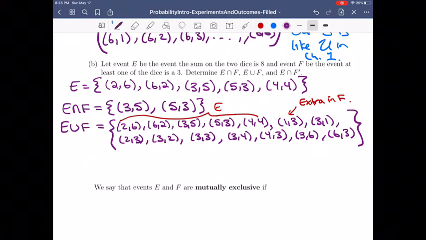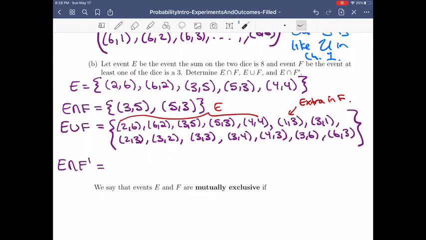Okay, now E intersect F complement. So I still have to be in E, so I'm restricted to only these pairs. And now I want them to not be in F. So if they're not in F, it means they do not have at least one 3, which means they have no 3s.